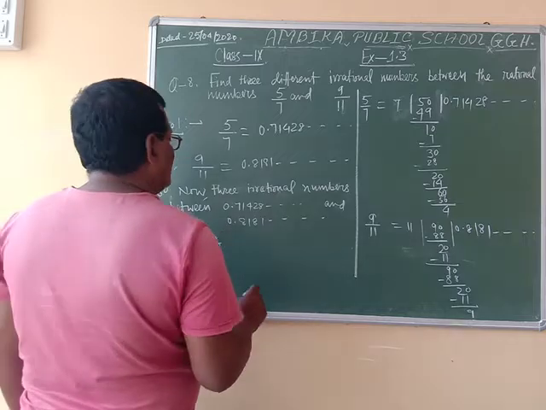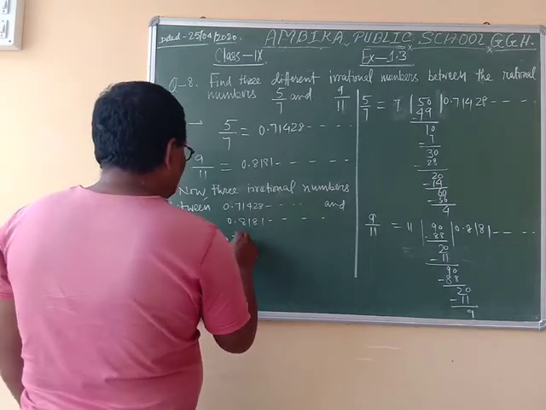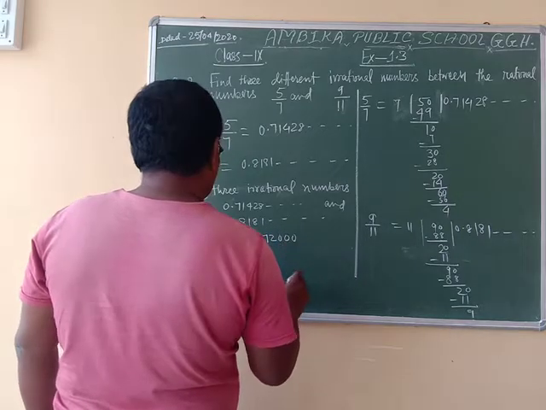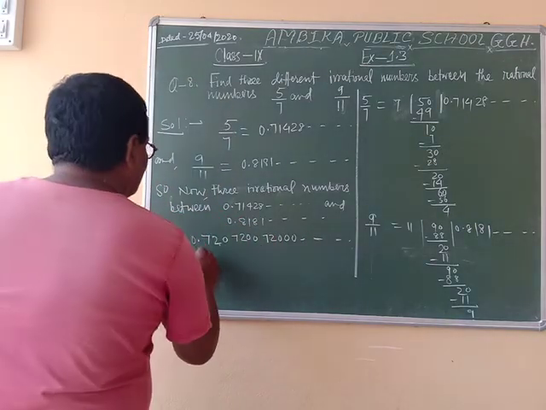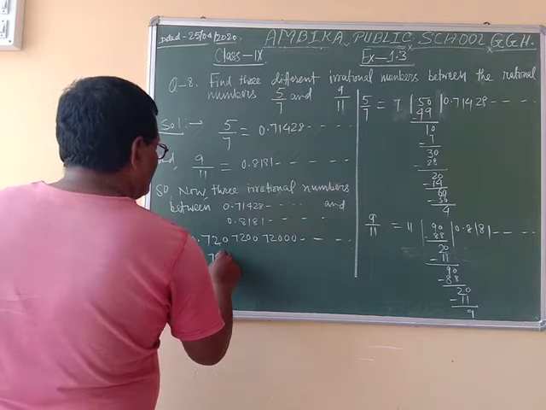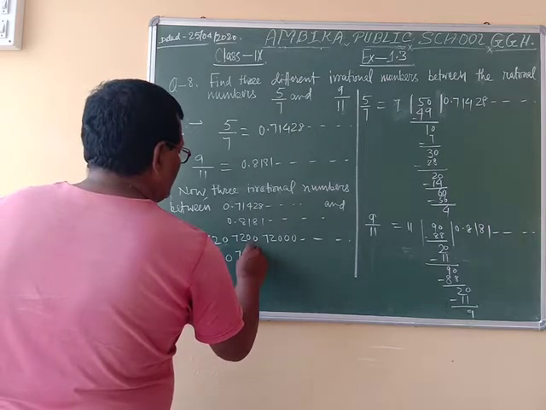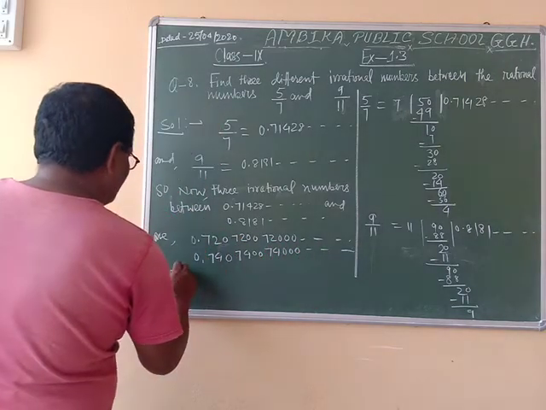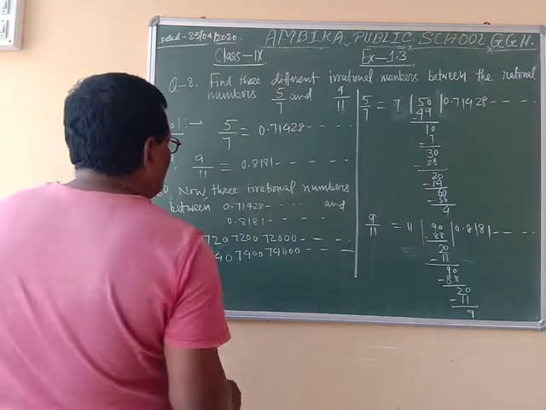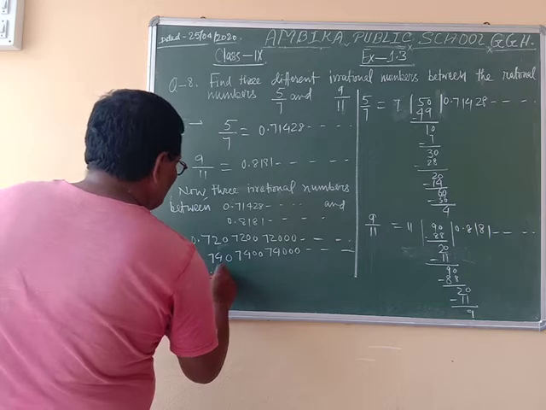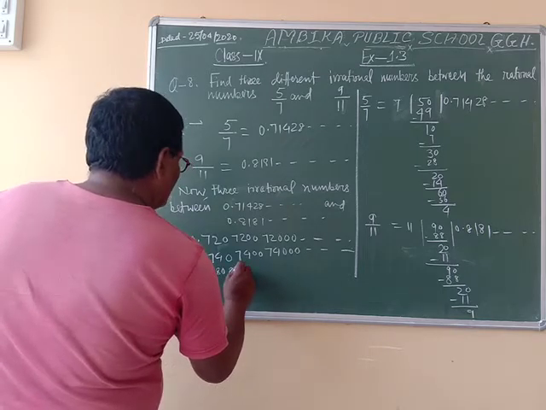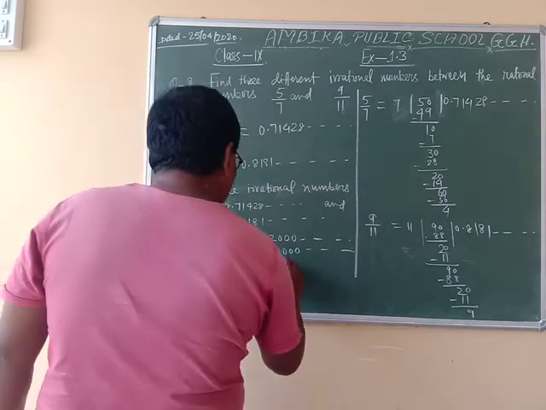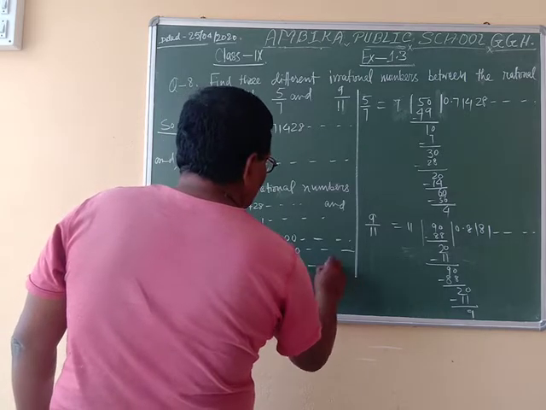0.72 00 72 000 dot dot dot, 0.74 74 000 dot dot dot, and 0.80 8 00 8 000 8 40 dot dot dot.